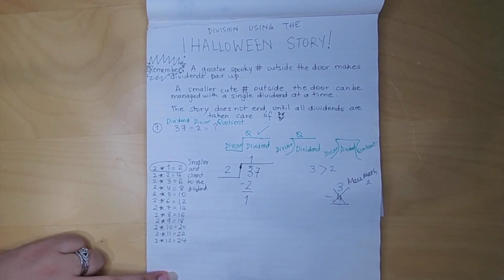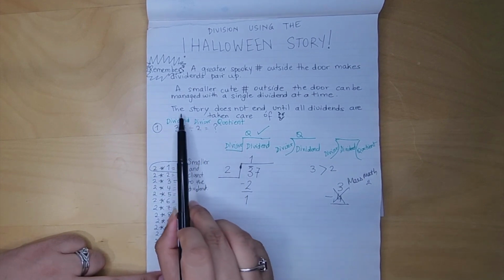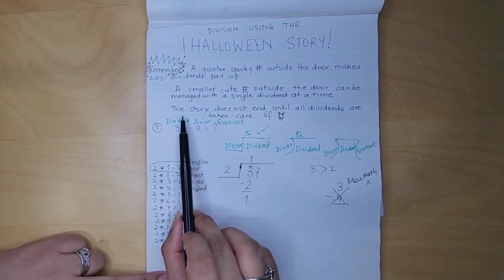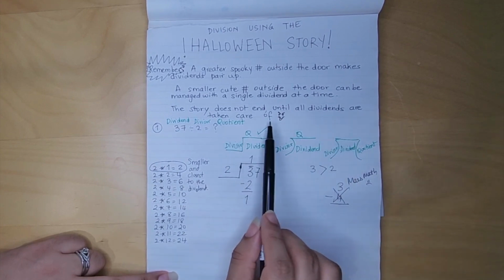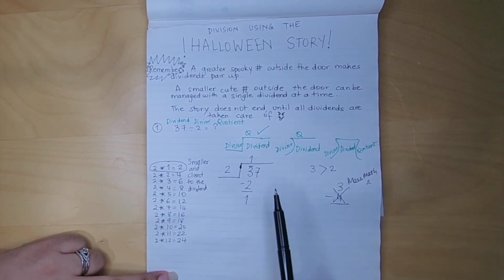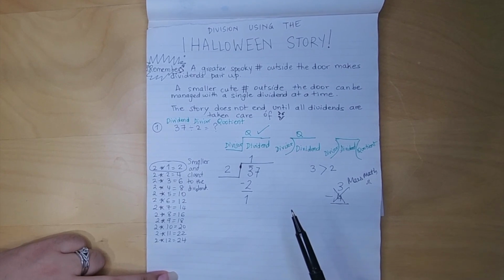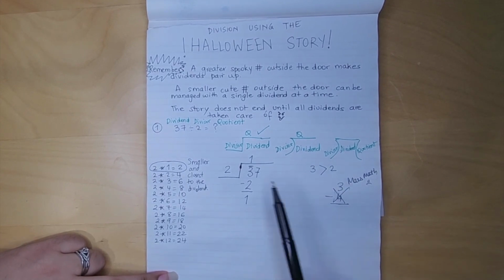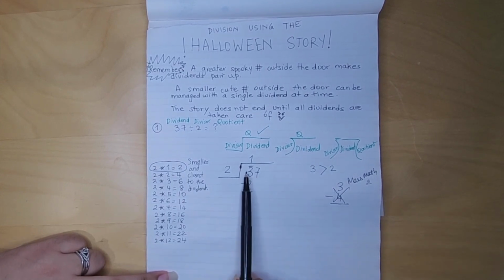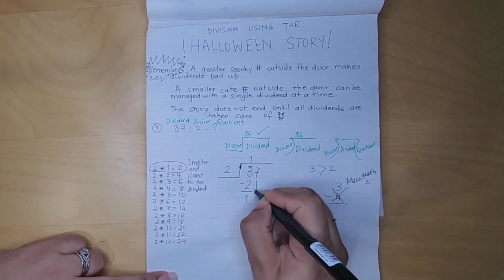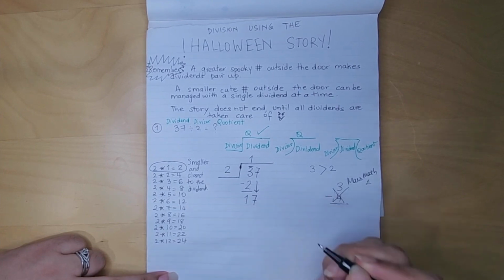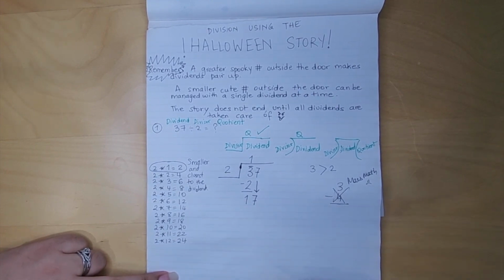But is the question done? You're right, no. Remember the third line here. The story does not end until all dividends are taken care of. Do you have any extra dividends here that you haven't worked with yet? Yes, we have the number 7, which has not been used in the question. So what we do is we bring 7 down and he joins the conversation. He's pretty curious, I have been told.